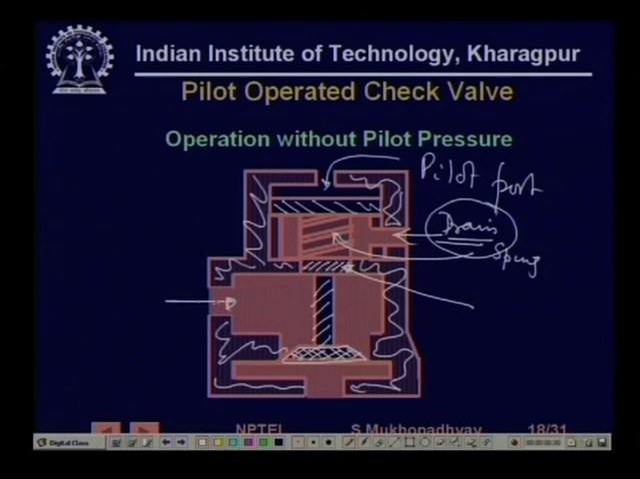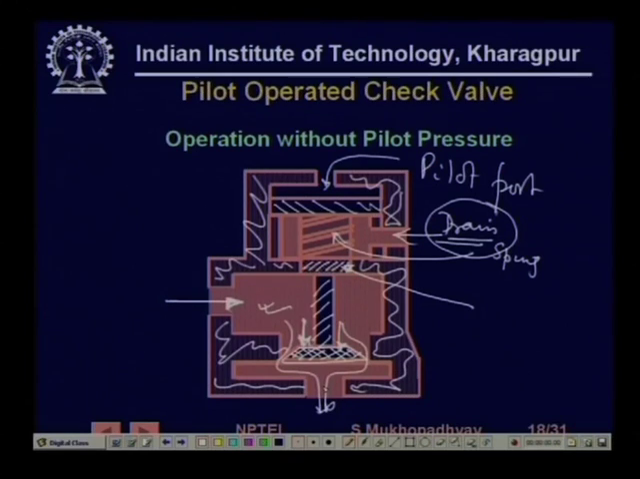Now, when the fluid is coming here, the fluid is pushing and this will come down if there is a certain amount of pressure. There will be a certain amount of force on this, and this spring force will be overcome and the fluid will flow out through this. This is the normal flow direction.